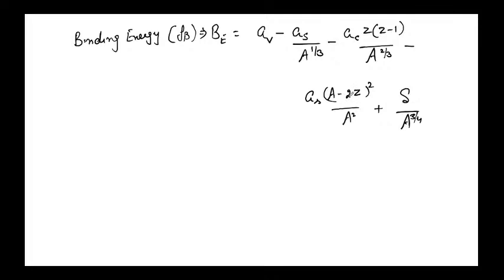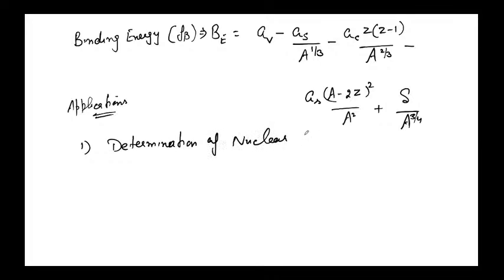Now, what are the various applications which we can derive from this binding energy formula? So the first application is that we can determine the nuclear charge radius. This we can determine from the Coulomb energy constant.